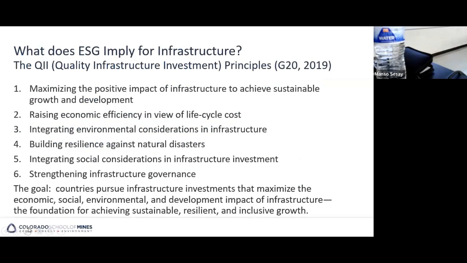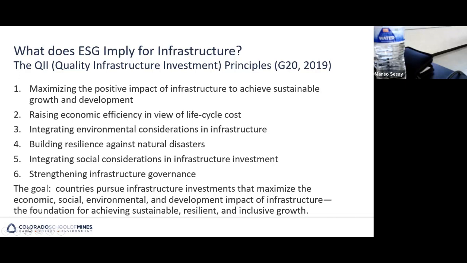Okay, so what does ESG imply for infrastructure? Well, you can look around on the web and you'll find QII, Quality Infrastructure Investment Principles. This is put out by PRI, has some very similar listing of it, but this is by the G20. So these are countries, big countries, talking about infrastructure. And they say all of this, maximizing the positive impact of infrastructure to achieve sustainable growth and development.